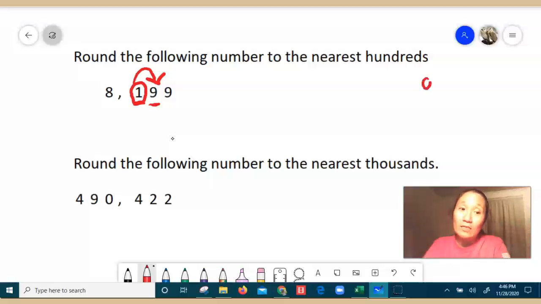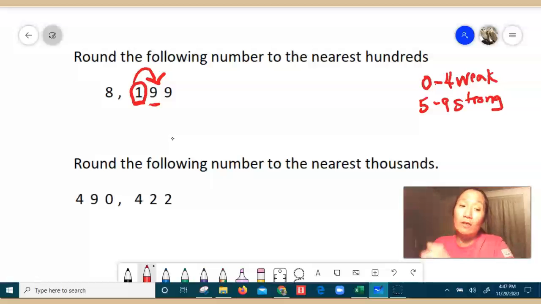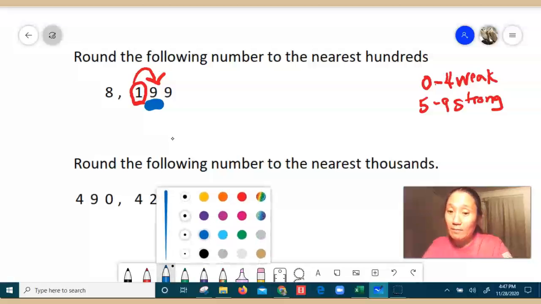Because remember, 0 through 4, they are weak. They cannot help. They just leave. If it's 5 through 9, they are strong, and they can push the number up. Okay? So 1 is asking for help from 9. 9 is being asked for help. It's saying, help me. So 9 is strong, okay? 9 is strong, and it can help the 1.